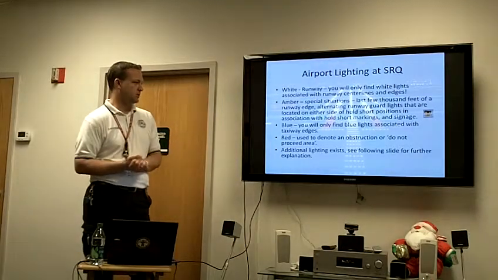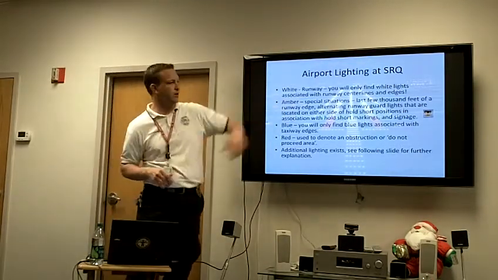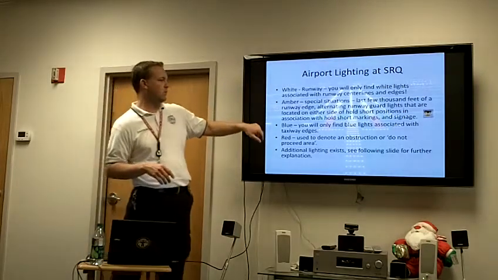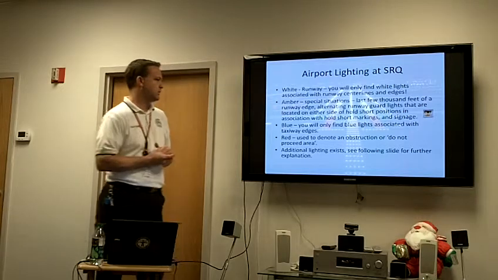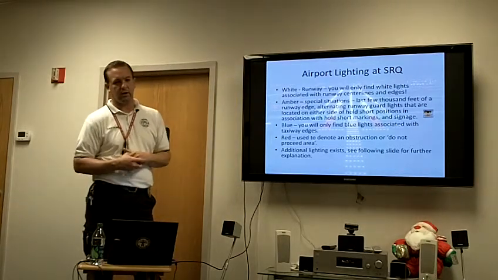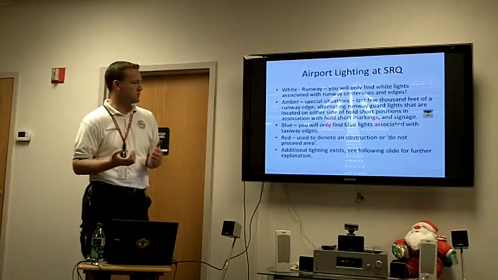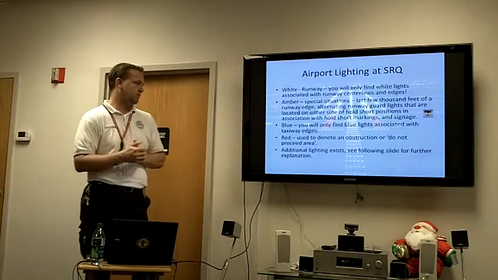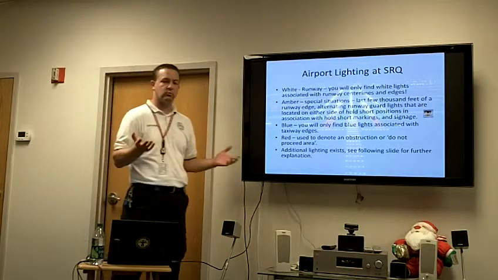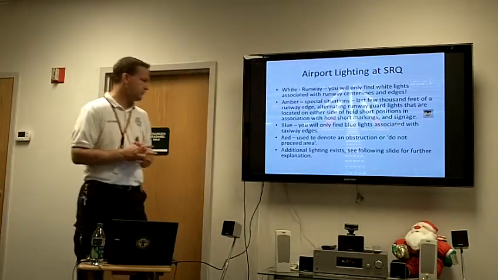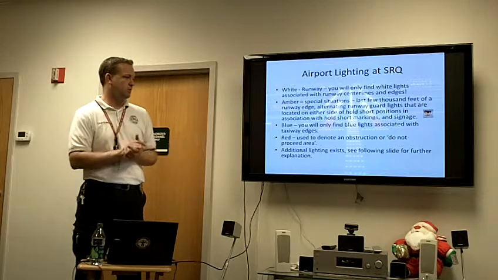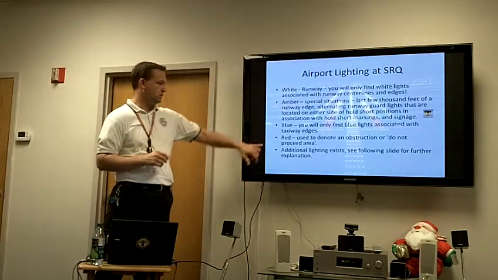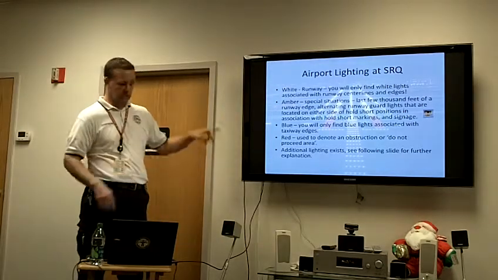Amber lights, special situations, as we already discussed on the far right side. Last few thousand feet of a runway edge, or alternating runway guard lights, as this picture is shown there, and they're located on either side of the hold short positions in association with markings as we already discussed. Blue lights. Blue lights are found only in association with taxiway edges. Red lights used to denote an obstruction or do not proceed area. Additional lighting exists, and we'll see the following slide.